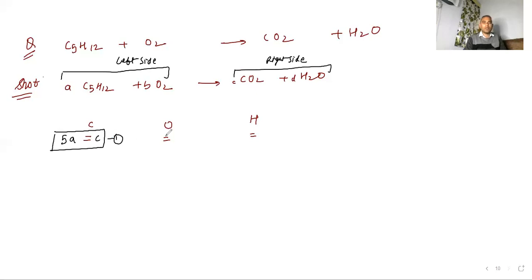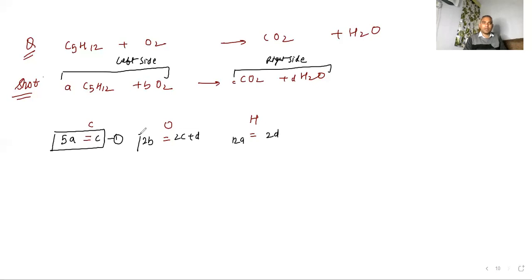Okay. Now go for the oxygen. How many are there? 2B. This side you can see 2C plus D. Hydrogen, how many are there? 12A. This side hydrogen, how much? 2D.